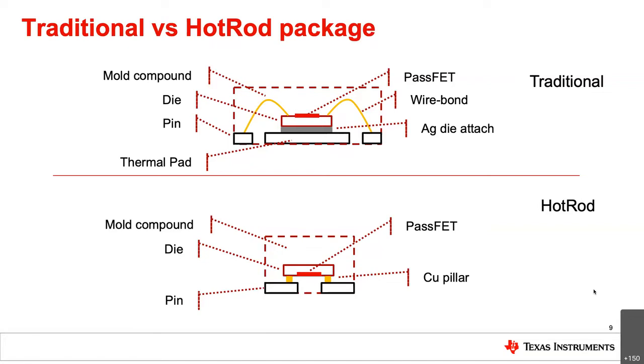With the TPS7A5 family, we've introduced this hot rod technology that can be found on some other devices as well at TI in order to improve thermal performance upon the existing family. The biggest differences that I'll point out here are the PASFET location, as well as the removal of the silver die attach. So you can see the PASFET has moved from on top of the die to underneath the die, on top of these copper pillars, hence hot rod, which replace the silver die attach and the wire bonds. This allows for improved thermal and power dissipation within a smaller package by having it spread out more evenly versus focused in one area.